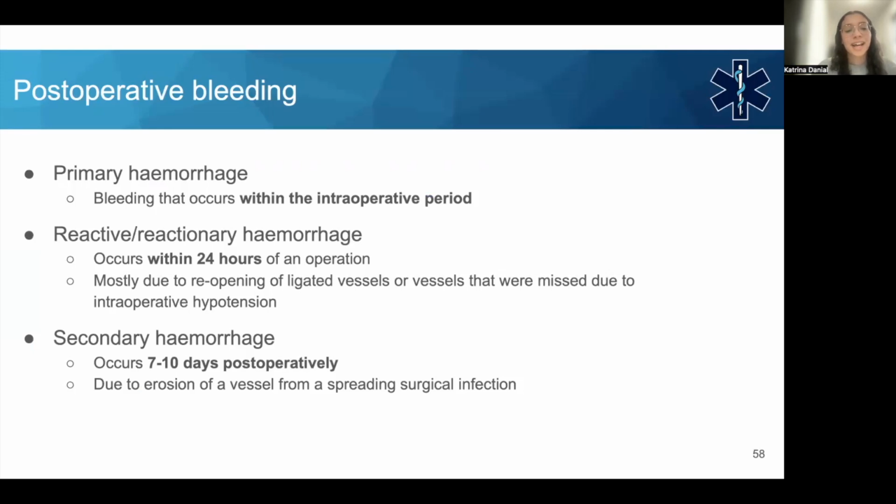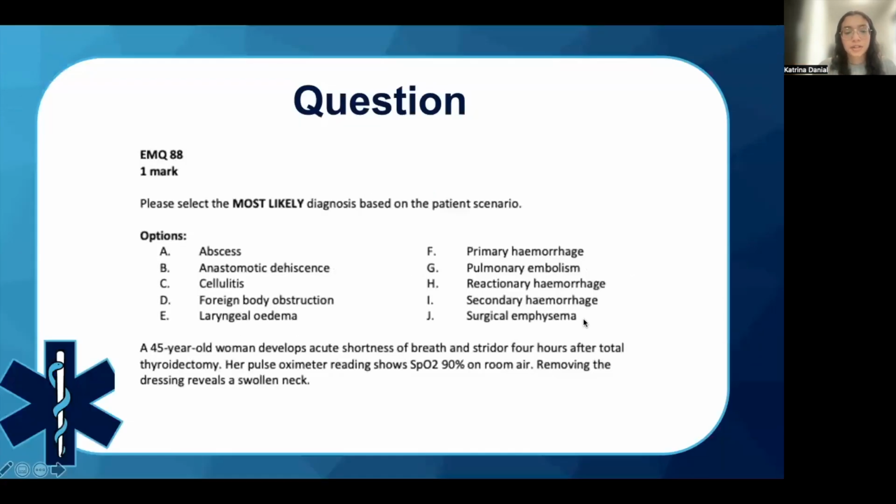Okay. And then there's your secondary hemorrhage, which is a hemorrhage that's happening 7 to 10 days after the surgery. This one is because you have an infection that's brewing, and that spreads into a vessel and kind of erodes the vessel, so it breaks into the vessel, and now the vessel is bleeding. Okay, so let's apply what we just learned to this question.